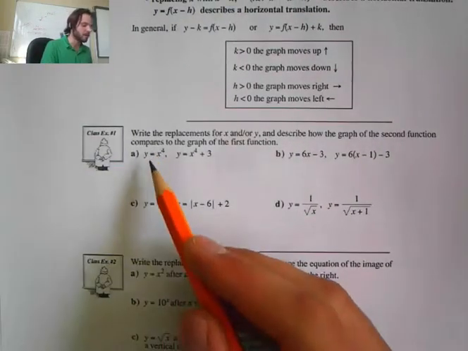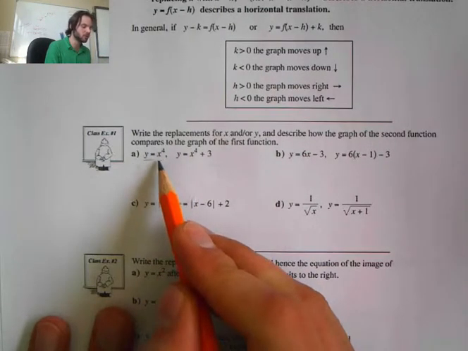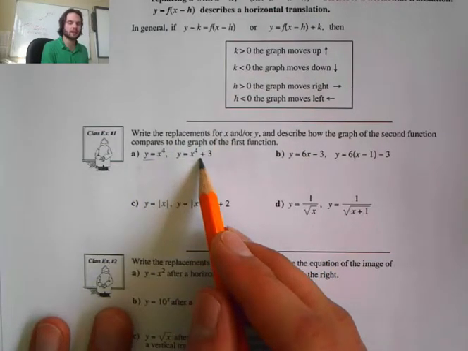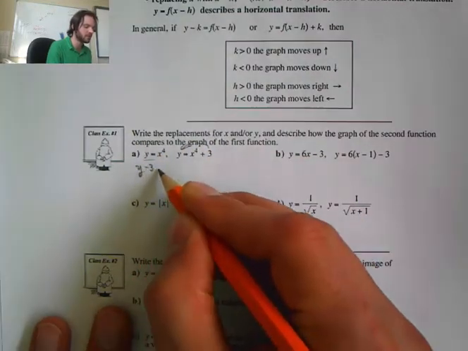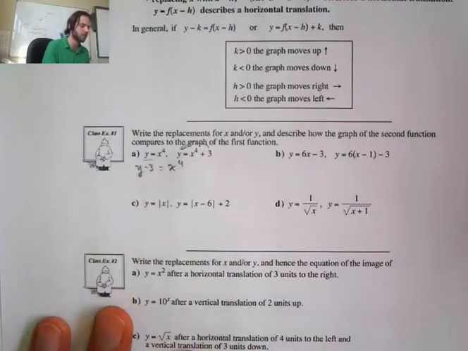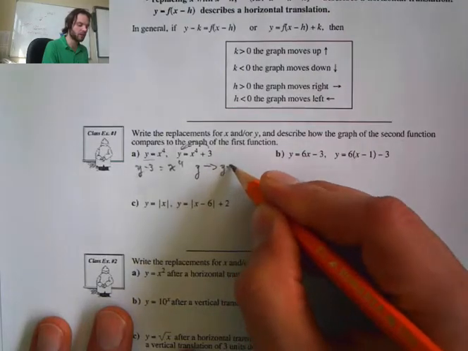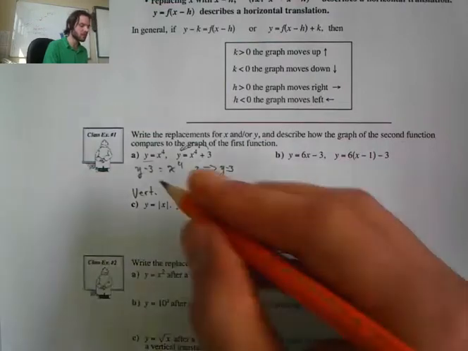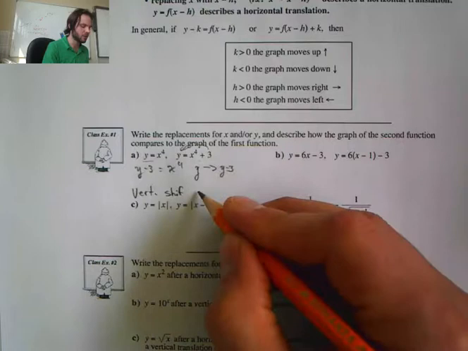We want to know what x or y was replaced and describe how it affects the graph. So here we have y is equal to x to the power 4. Now, what is replaced here? I'm going to say we can move this 3 over, so we have y minus 3 is equal to x to the power 4. So y got replaced with y subtract 3. This means there was a vertical shift or translation of 3 up.